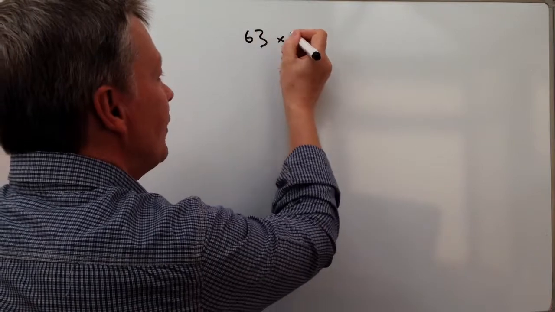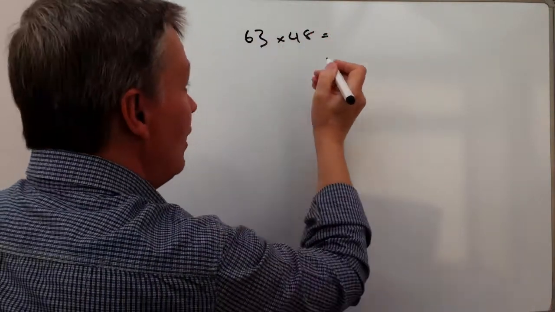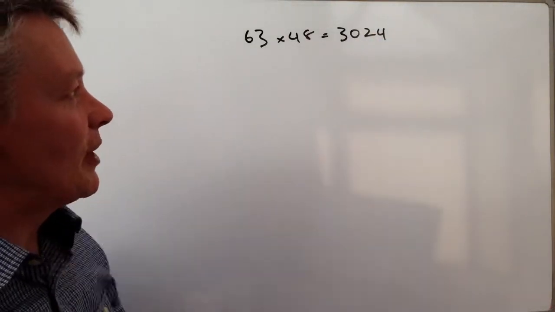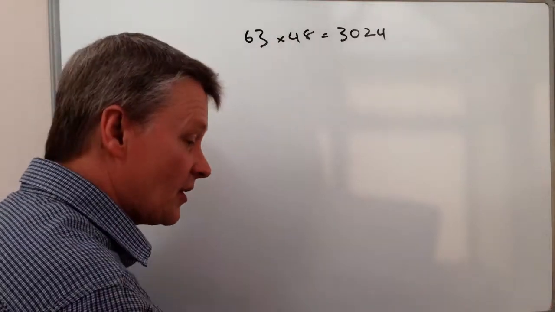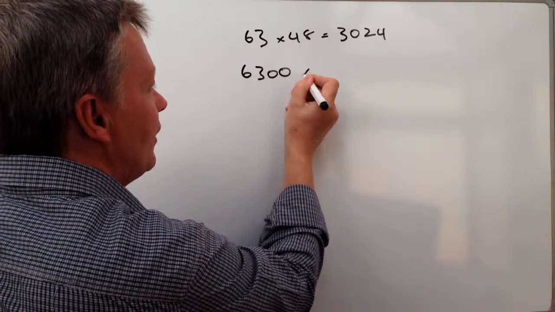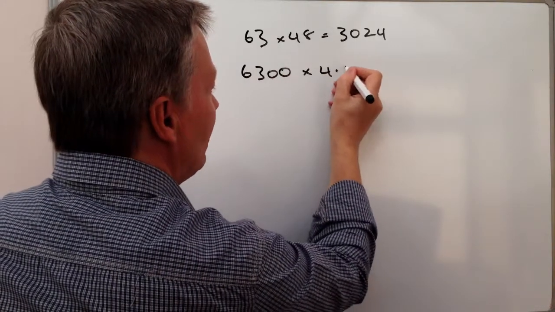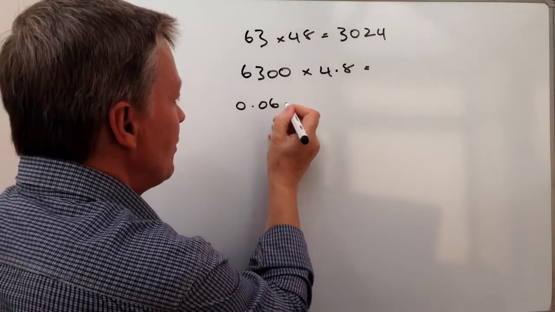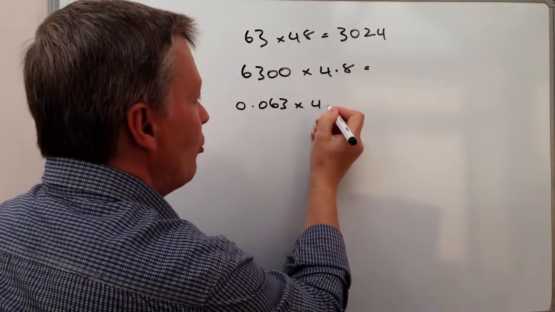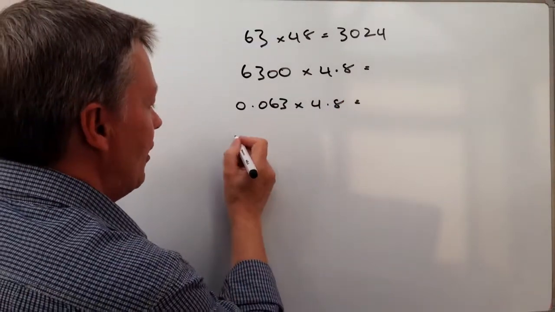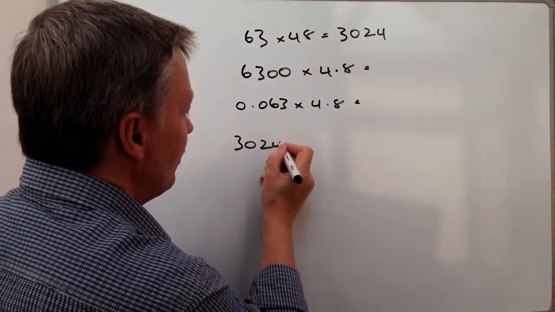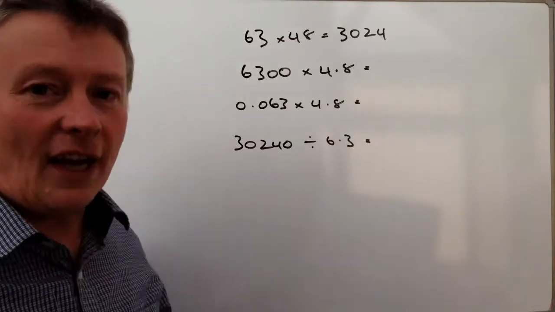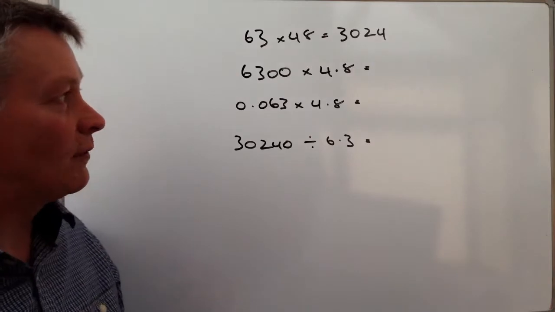So we've been given 63 times 48 equals 3024. Okay, and that's a piece of information we're given. What we're asked to do then is to answer a couple of extra questions. So we've got 6300 times 4.8 equals what? 0.063 times 4.8 equals, and also 30,240 divided by 6.3.